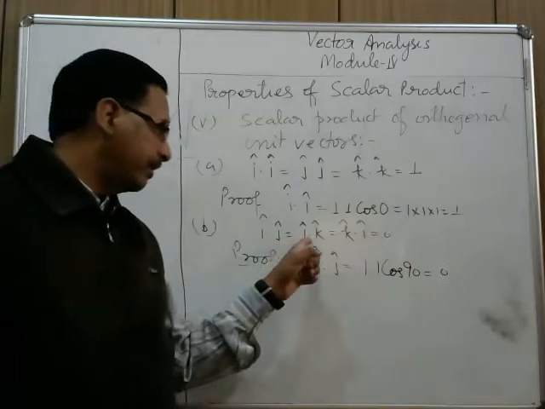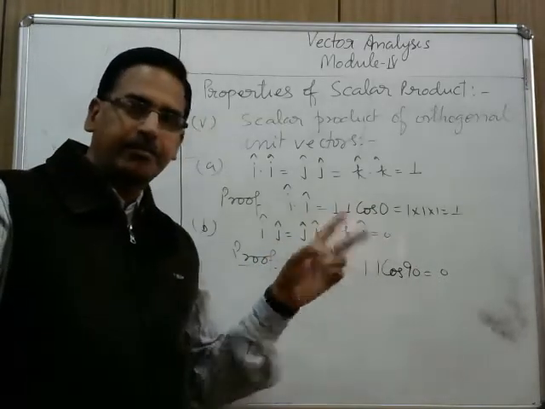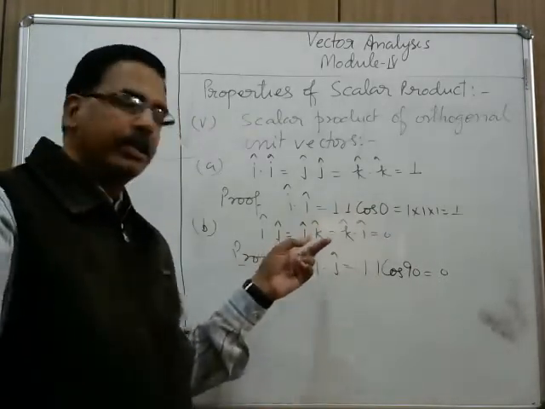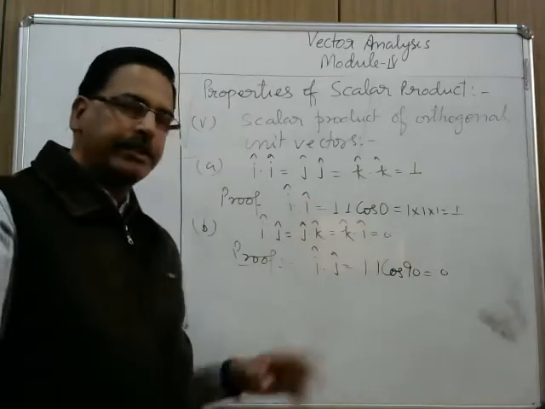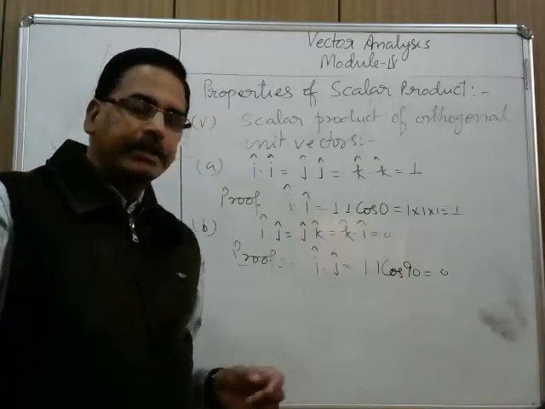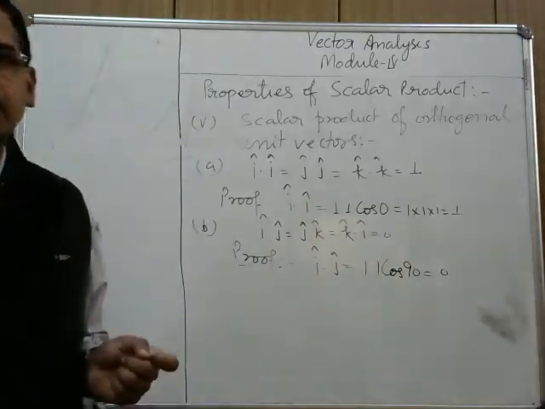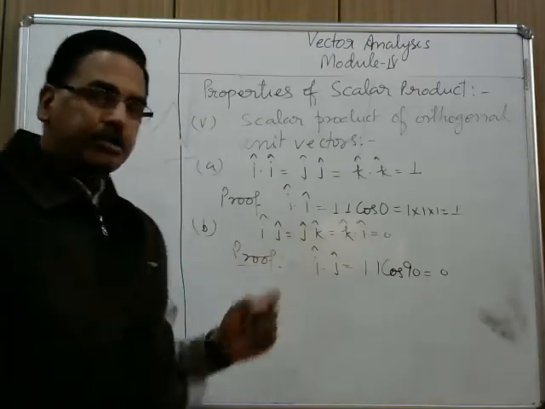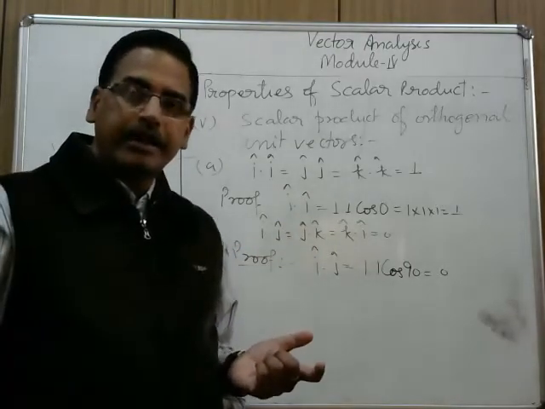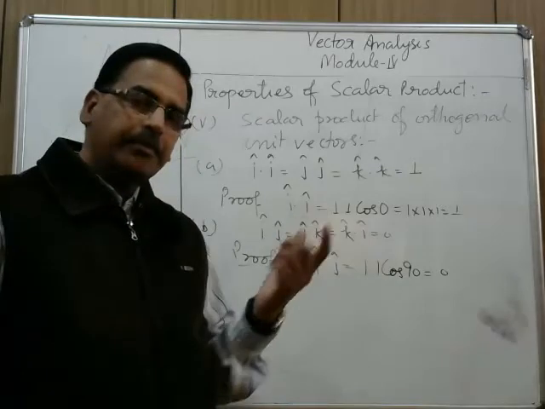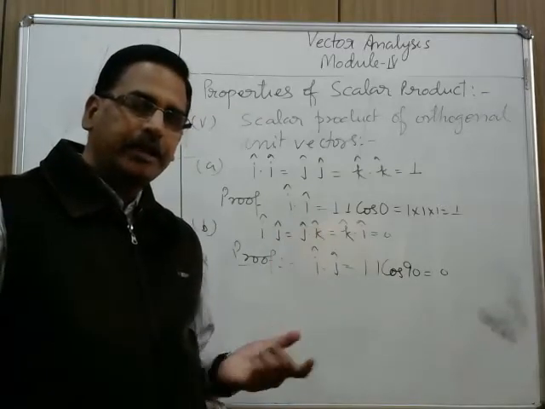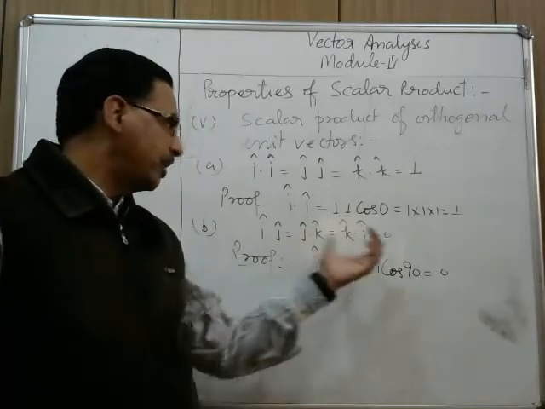Similarly, we can have j and k, they are perpendicular to each other because j is along the y-axis, k is along the z-axis. K dot i, k is along the z-axis and i is along the x-axis. So, they are perpendicular to each other. Every time we will have cos 90 equals 0. So, their product will be 0.